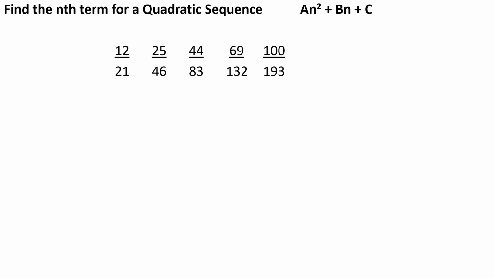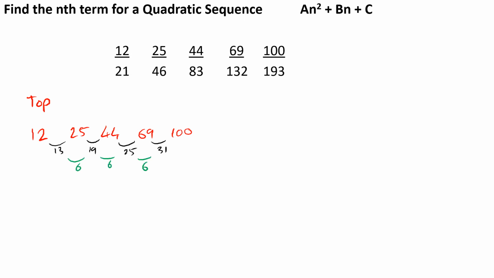Okay, so just like with the linear sequences, they can give you fractions, which are a couple of different sequences mashed together. Just remember that the way to approach these is to do the top and the bottom separately. So we'll do the top first. That's 12, 25, 44, 69, 100. So we'll find the first and second differences. So it's 13, 19, 25, and 31. So the second difference is 6, so that's good. So 6 divided by 2 is 3, so a equals 3.